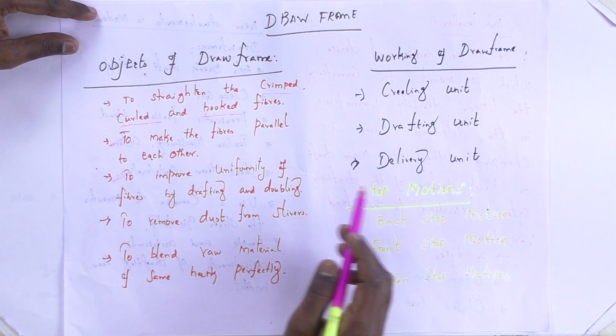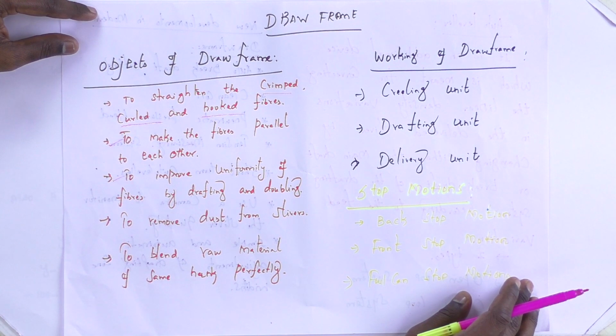Third, to improve the uniformity of fibers by doubling and drafting. Here 6 to 8 slivers are combined together to make a single sliver. This is the main object of a draw frame. Here 6 slivers or 8 slivers are combined together, which makes the fiber more uniform.